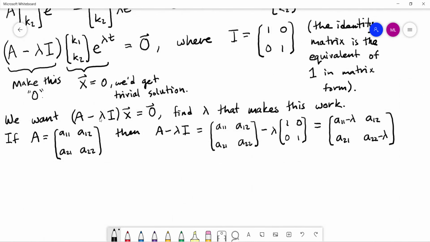So when I talk about A minus lambda I, this is the matrix A minus lambda I right here. And again, it extends to higher dimensions. You could have a 3x3 matrix, 4x4 matrix, but we're only going to focus on 2x2 matrices. So this is all you need to worry about for the time being.